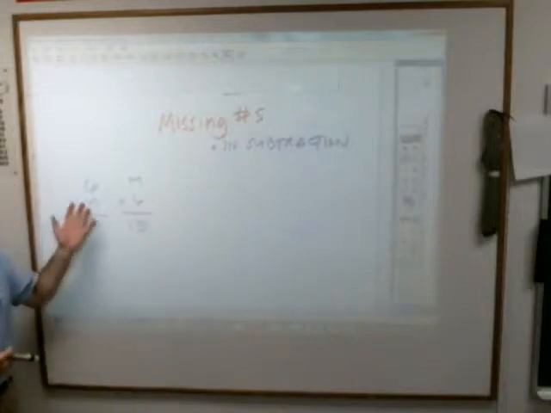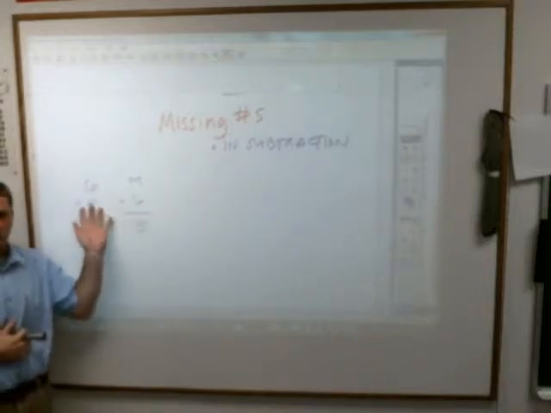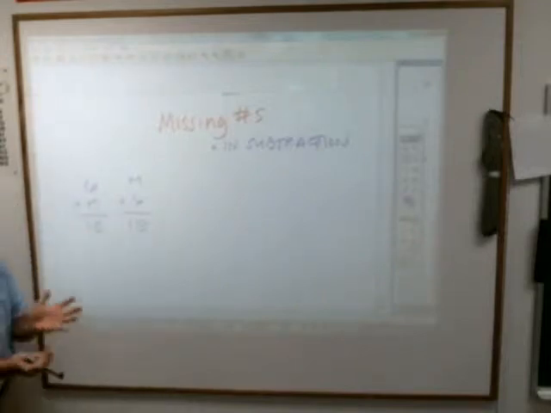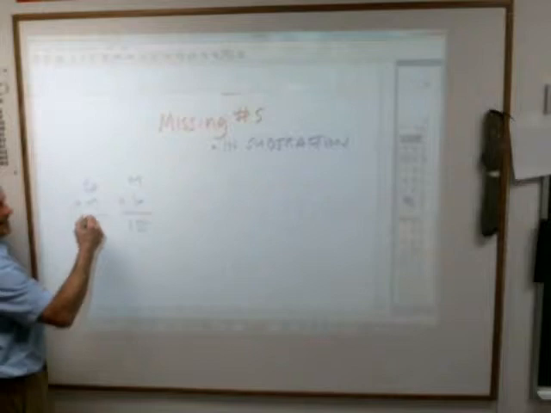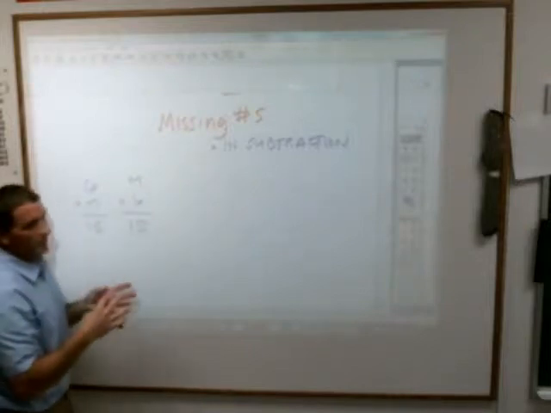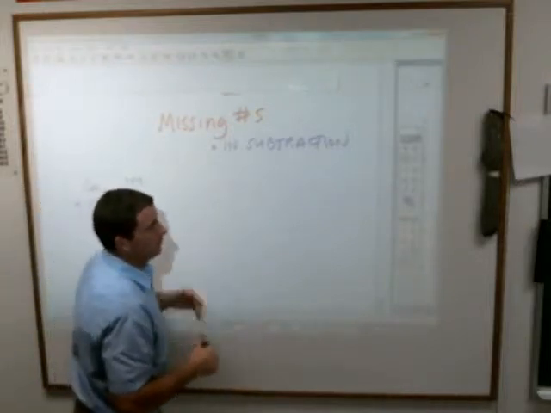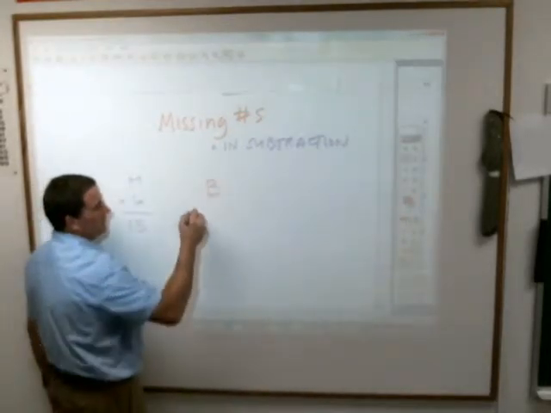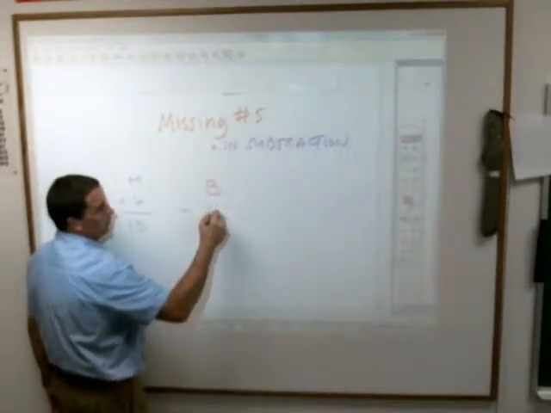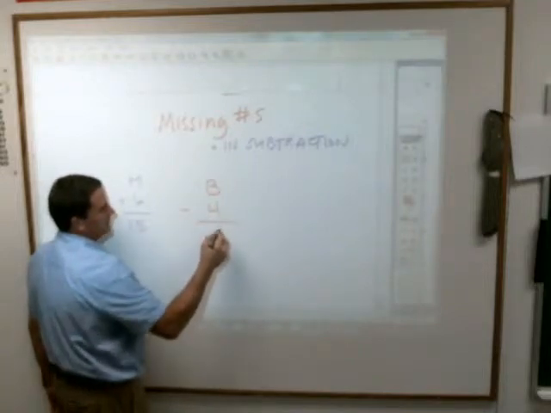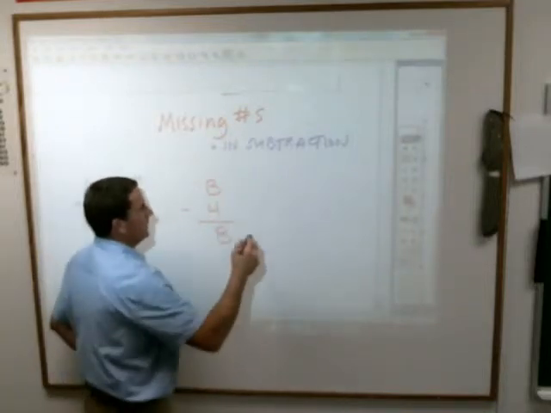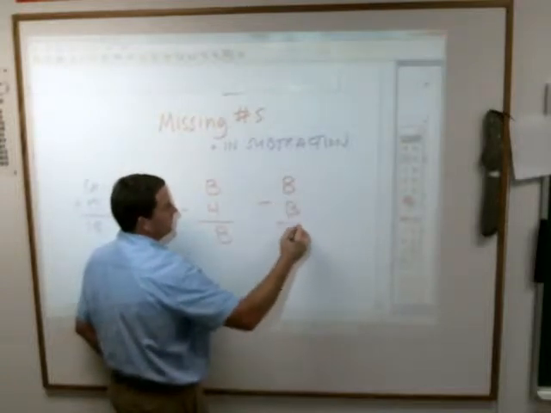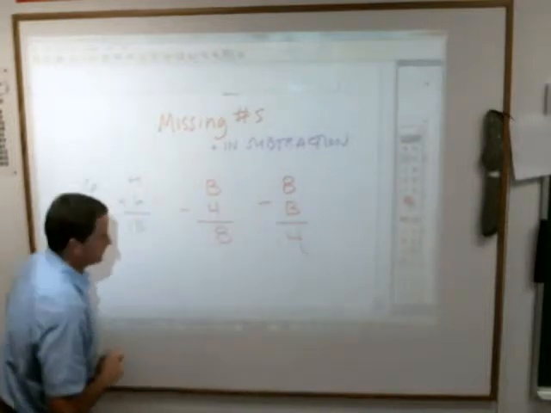With addition, if you're missing one of the two add-ins, of the things that you're adding together, you always do the same thing, which is subtraction, right? In both of these cases, the number 9 is the answer. But with subtraction, it's different based on what number you're missing. So for example, let's say I have the letter B minus 4 is 8. And here I have 8 minus B is 4.